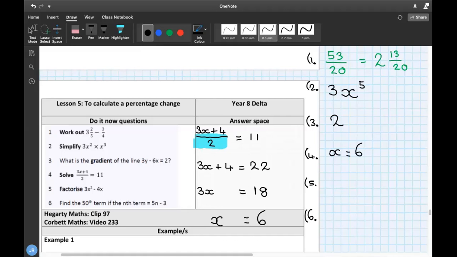It's always important as well to put the term equal to the number. Don't just write the number 6. You have found that x is equal to 6, so that's what you need to write as well.